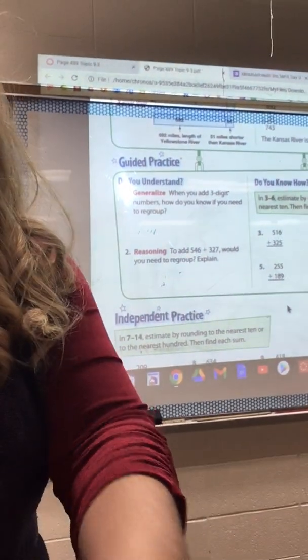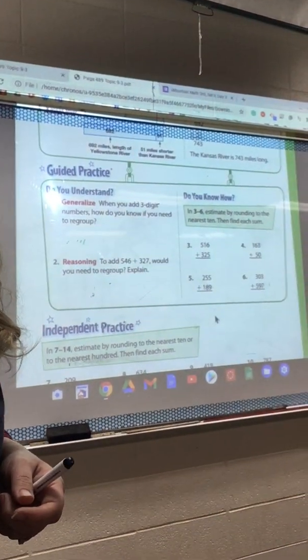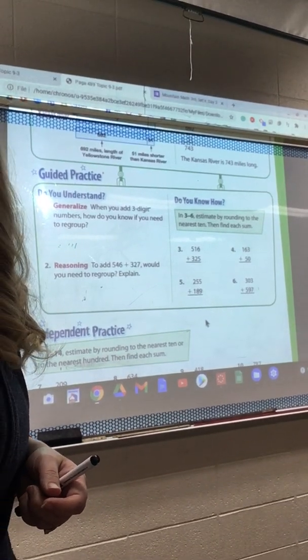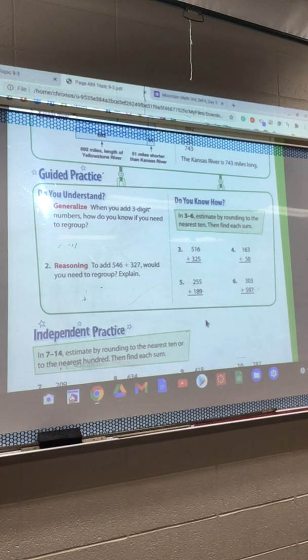We are on topic 9-3. We're still working with partial addendums. Remember, addendums are the two numbers that we add together to get a sum. We're also working on estimating by rounding by tens and hundreds. This is page 489, topic 9-3.